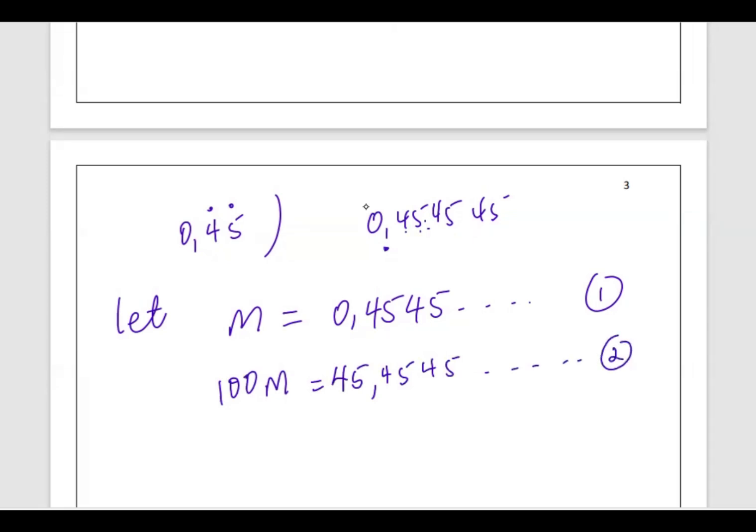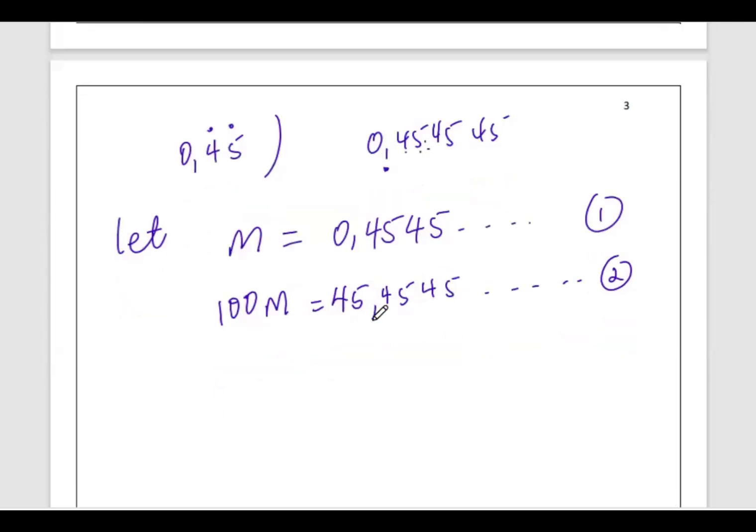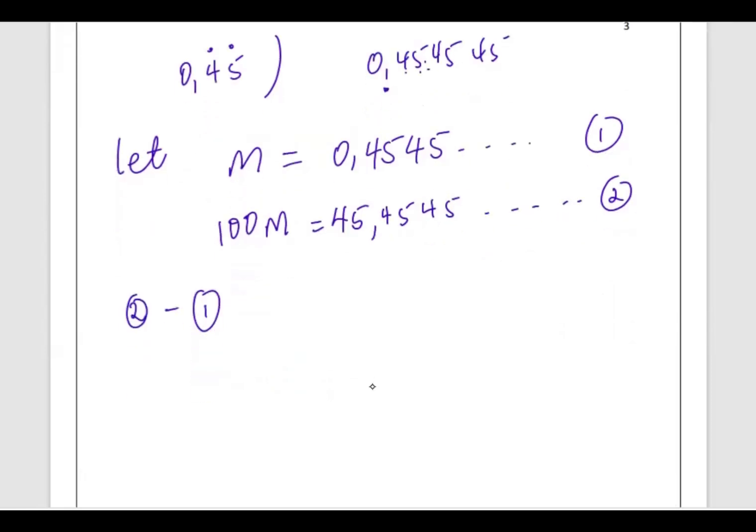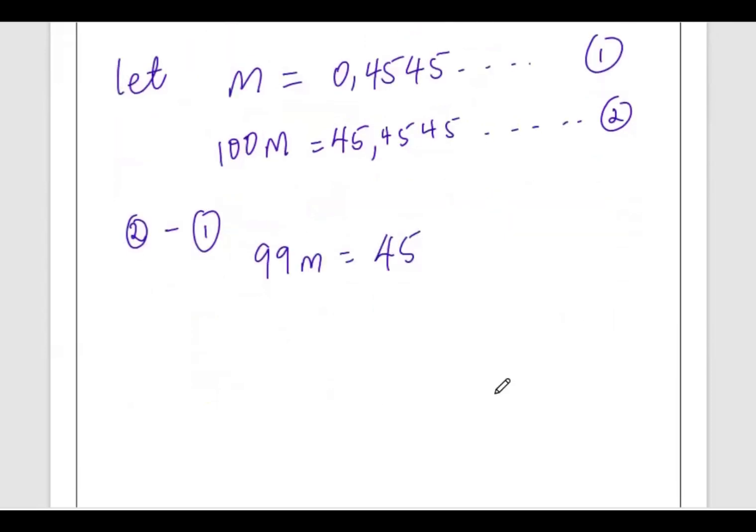Then from there, all I need to do is subtract the first equation from the second one. So equation number 2 minus equation number 1. 100 minus 1 is going to be 99m, and then 45 minus 0 is just going to be 45. These recurring parts will just cancel out for as long as you've kept the same number of digits after the comma. Then from there, just divide both sides by 99. So our m is going to be 45 over 99.